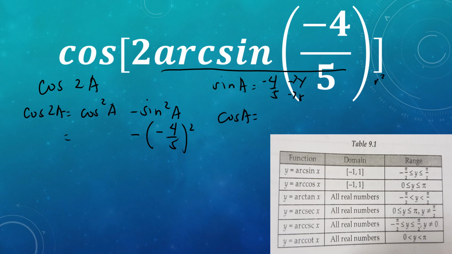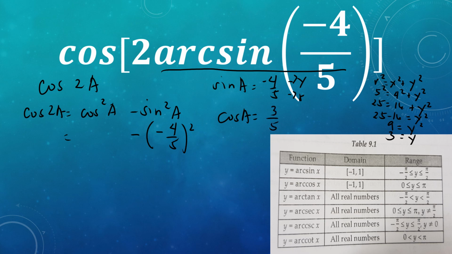So using r squared equals x squared plus y squared, r is equal to 5. So we have 5 squared equals 4 squared plus y squared. 5 squared is equal to 25, equals 16 plus y squared. So we have 25 minus 16 equals y squared. We have 9 equals y squared, therefore y is equal to 3. So therefore we have 3 over 5.